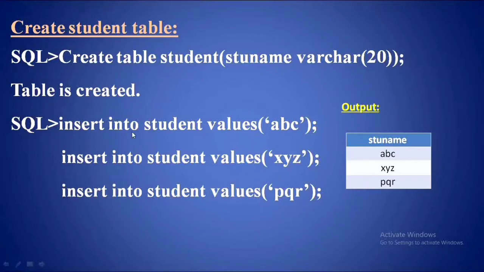After creating the table, the values are inserted. The command is insert into student values. The first student name is ABC. Second student name is XYZ. And third student name is PQR. After inserting the data, the output is here. This is the student table.